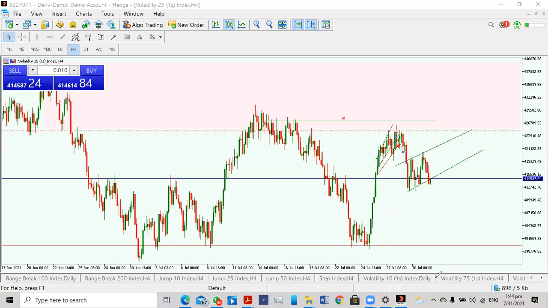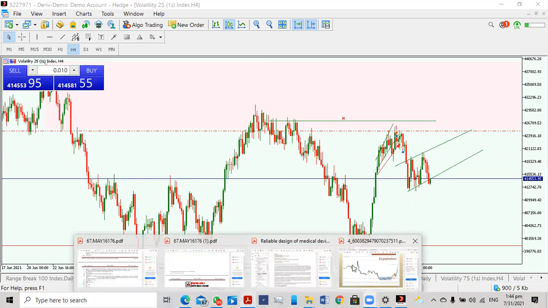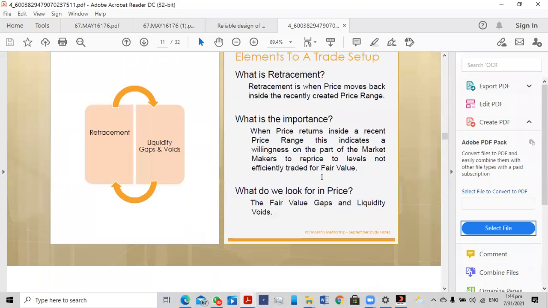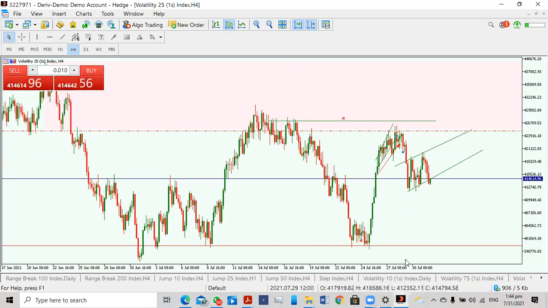So okay, let me go to the next topic. Here now we have expansion, then we have liquidity gaps and liquidity voids. There's one trade I took here. This is a liquidity void, an area where you have a fast movement, market fast movement.